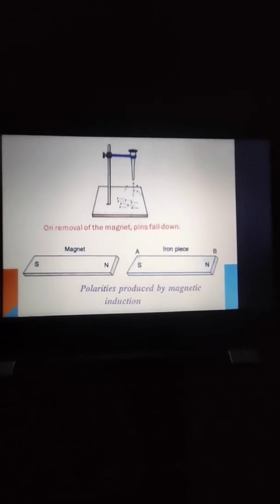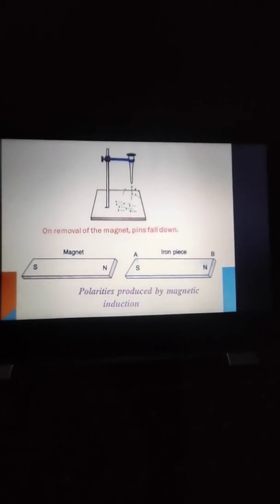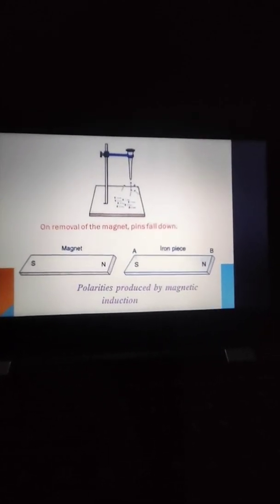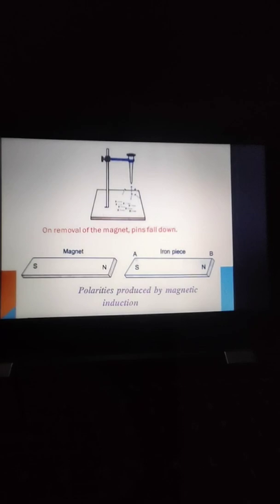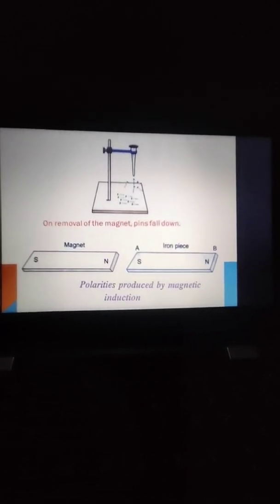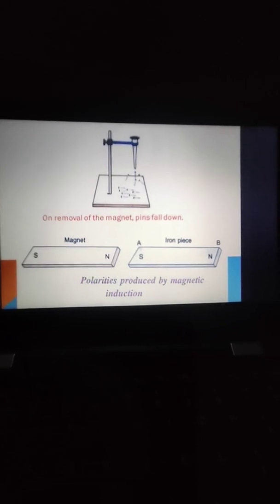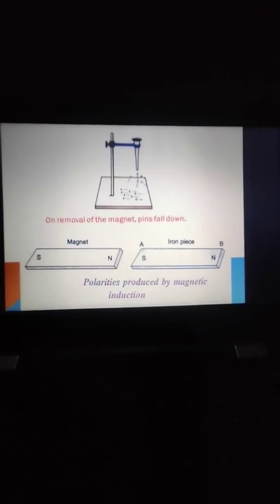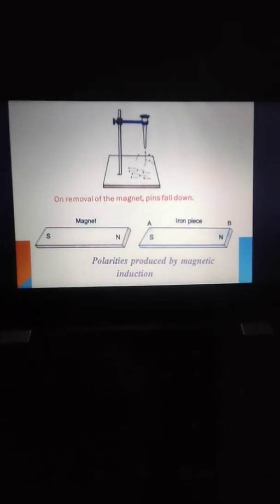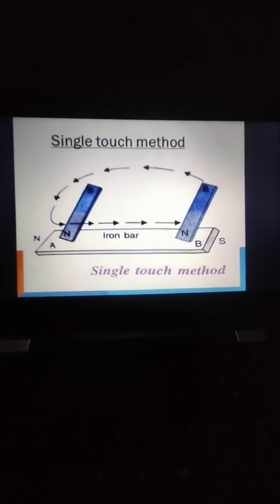Is it clear? And one thing, that magnetic induction is a temporary method. The magnet formed by the help of magnetic induction is a temporary magnet. Got it? Next we are having the single touch method.